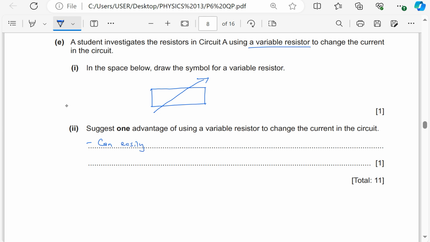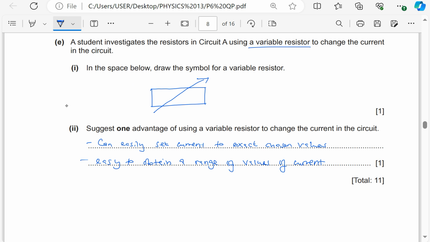You can easily set current to the exact chosen value or exact chosen values. That is number one. Or you could say it is easy to obtain a range of values of current.